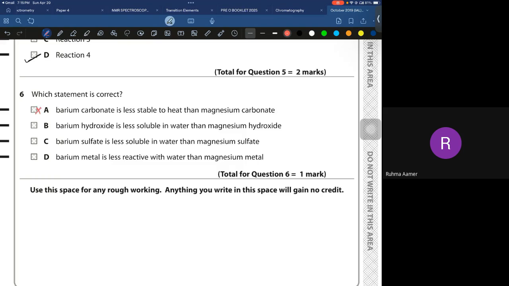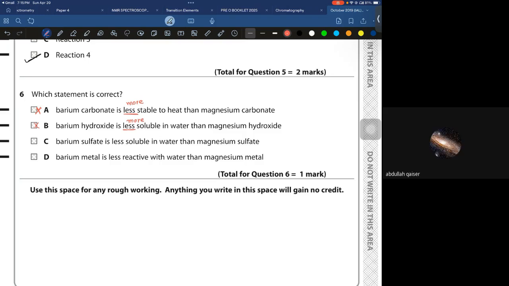Then they are saying barium hydroxide is less soluble. I told you down the group solubility of hydroxide increases. It's also incorrect. It's not less soluble, it's more soluble. Down the group, do they say solubility increases or decreases? Solubility of hydroxide increases.